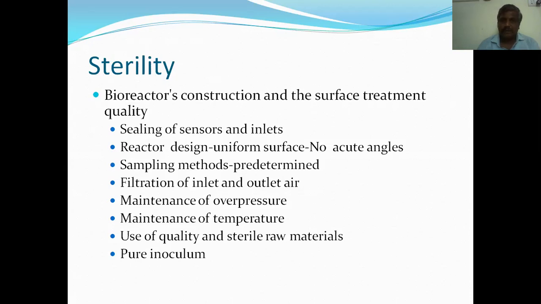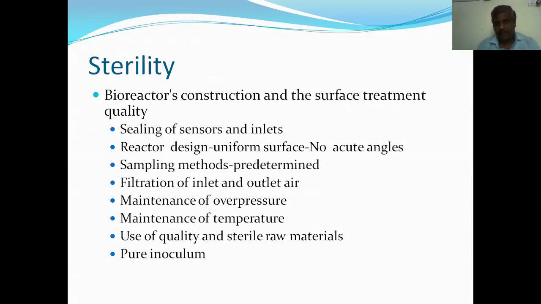And we have to predetermine the sampling points. Where you are going to keep the sampling points, as well as at what interval you are collecting the samples, are to be predetermined. That will help us to maintain sterility. Also we have to filter the air going through the inlet and coming out through the outlet. The air going in as well as the air coming out should be filtered efficiently to maintain sterility. And we have to maintain the overpressure as well as temperature. Otherwise, this will adversely affect the microbial growth. It can enhance the contamination, or it may reduce the growth of the desired organism.